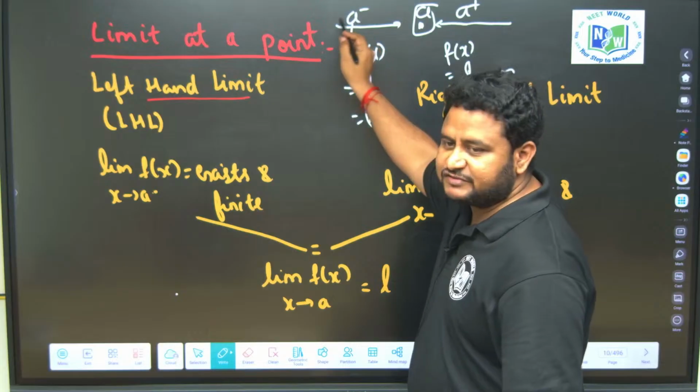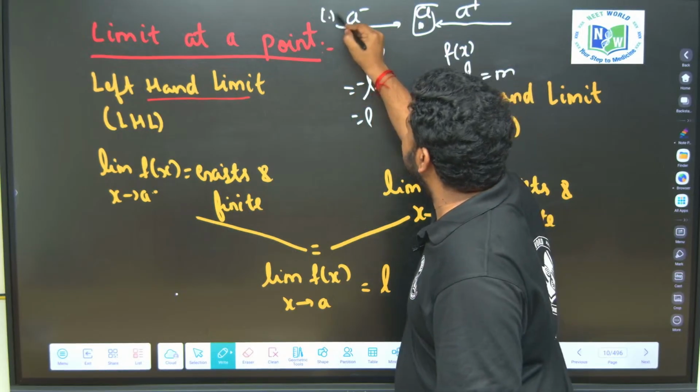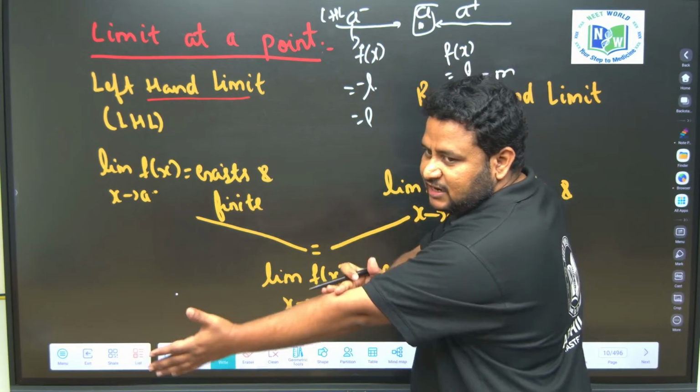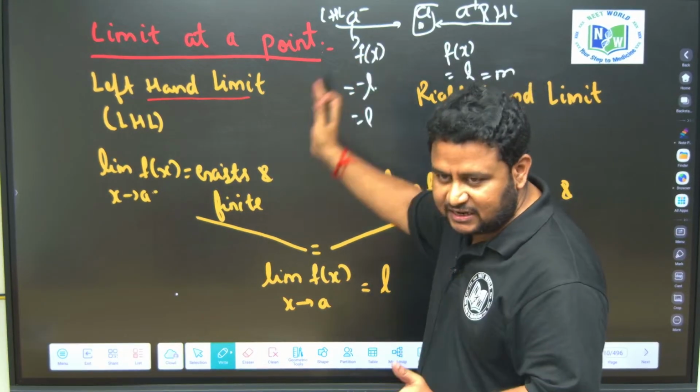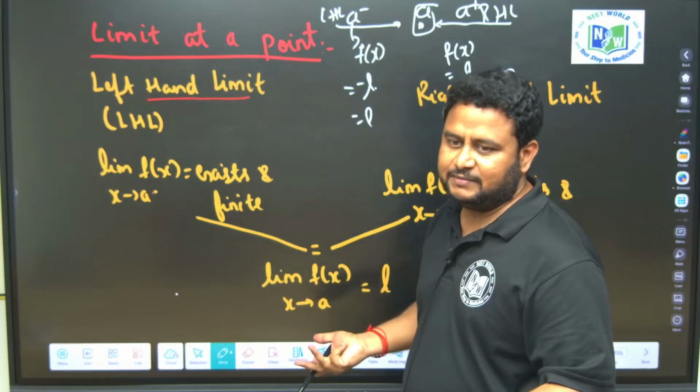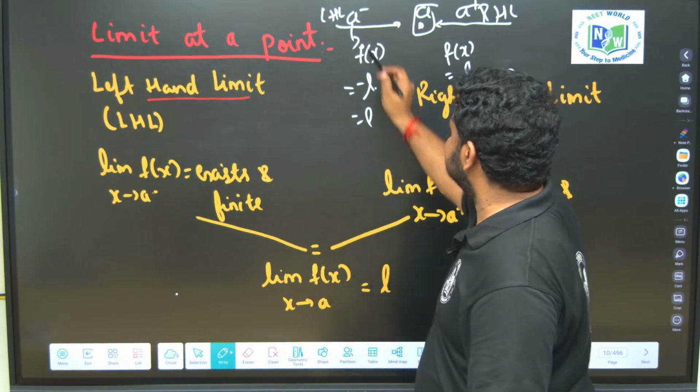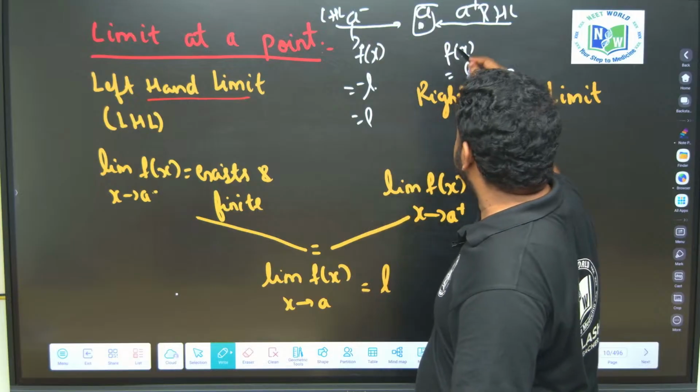So what I told about the left side is called the left-handed limit, my left hand. This is called the right-handed limit. That means the left-handed limit should be equal to the right-handed limit. First of all it should exist, meaning there should be A minus. And there should be A plus.